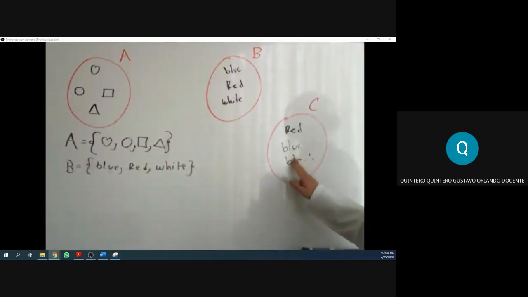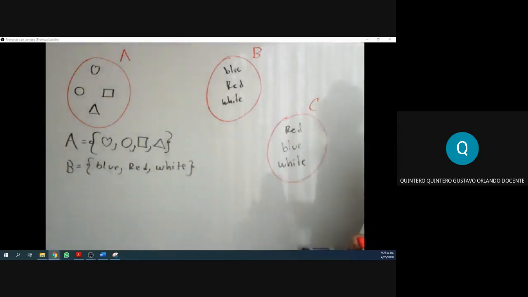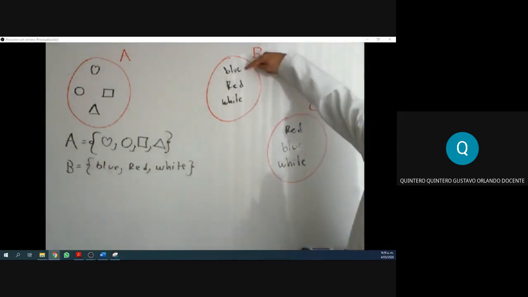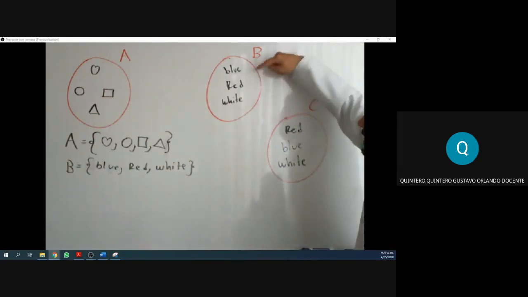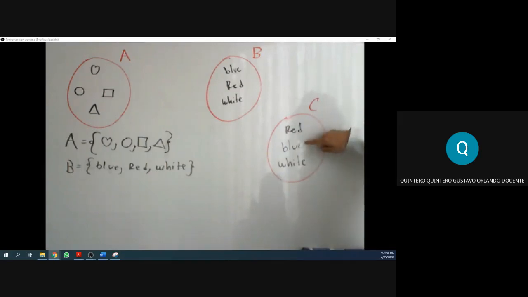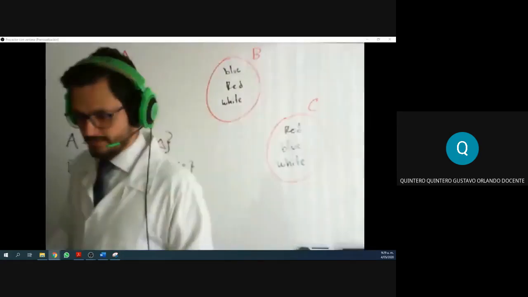What if I do this now? Instead of black, I'm gonna write down white. But there is a difficulty though. Look at this. In set B the first element is blue, but in set C the first element is red. In set B the second element is red, and in set C the second element is blue. So I switch those two. Are those two sets the same now? And the answer will be yes.